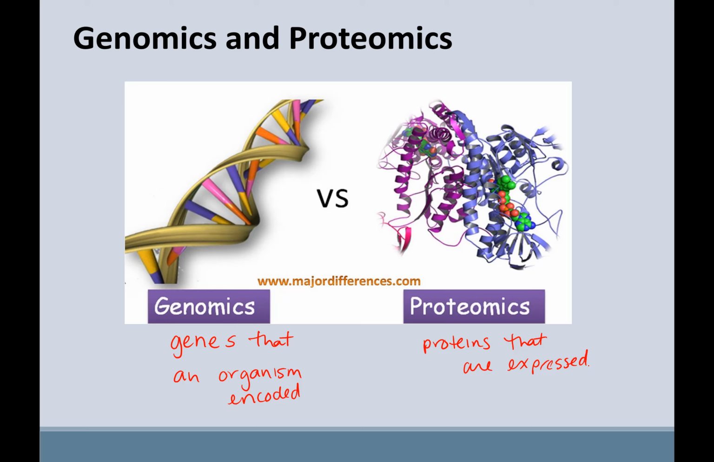Just like your cells, you have the same genomics, same genetic information in all your cells, but different cell types produce different proteins. So the proteomics, or the proteins that are expressed, are different. And so by studying genomics and proteomics, we can get a better understanding of how pathogens, not just bacteria, but viruses, protists, can cause disease.